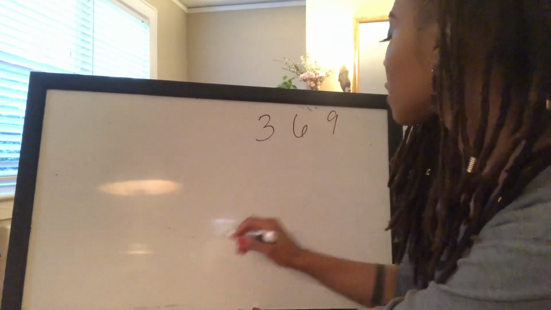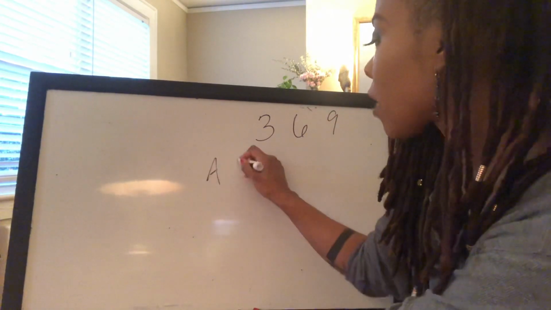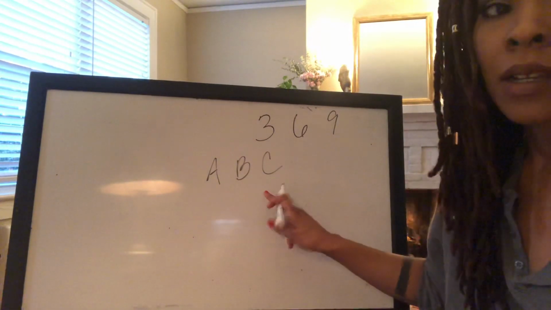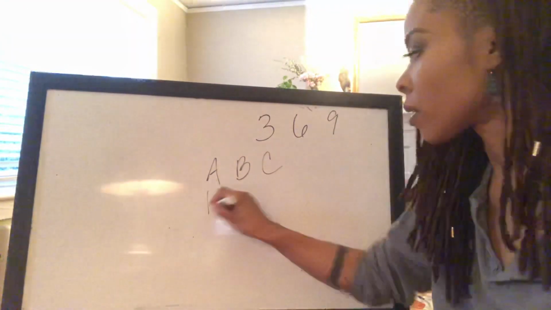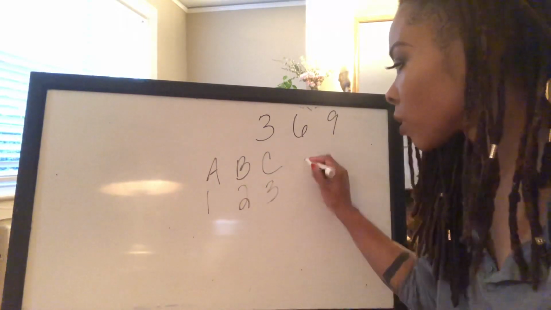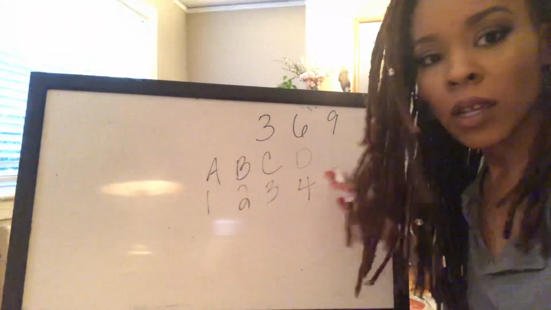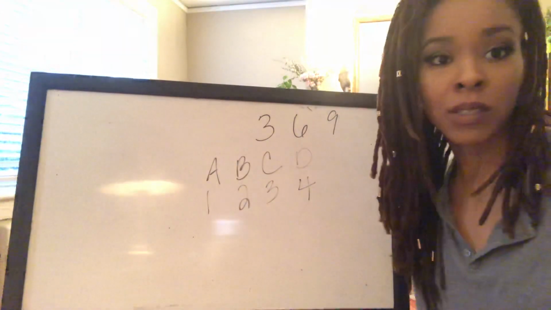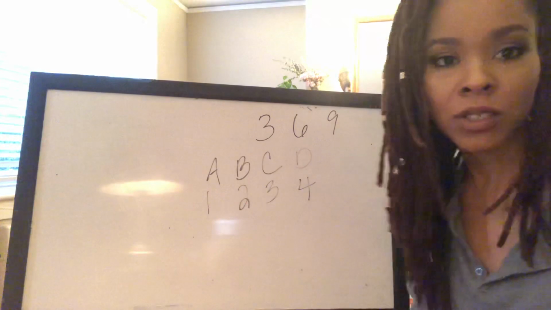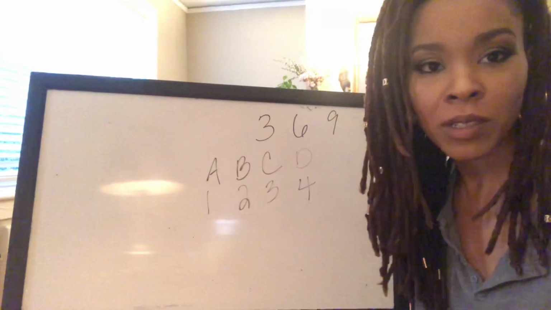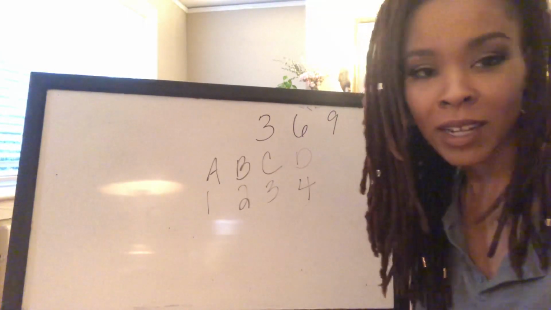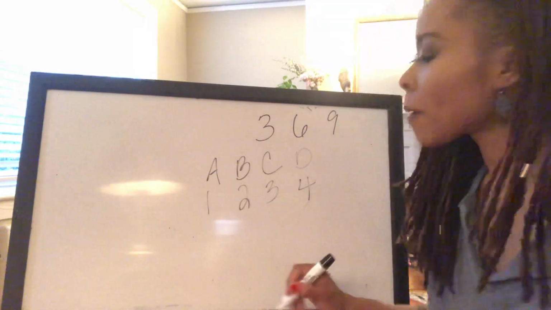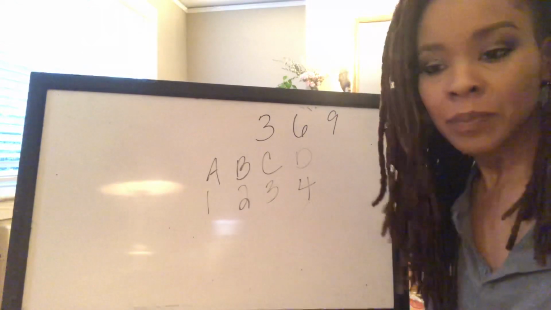3, 6, and 9. But in the English alphabet, each letter has a number value. So A would be 1, B would be 2, C would be 3, D would be 4, and so on. If you have pen and paper, I would strongly suggest you write it down. I'm not sure if my board or camera is flipped. It looks backwards from what I'm looking at. So if you have a piece of paper, you can write it down yourself so it doesn't look weird, and write out the full alphabet.